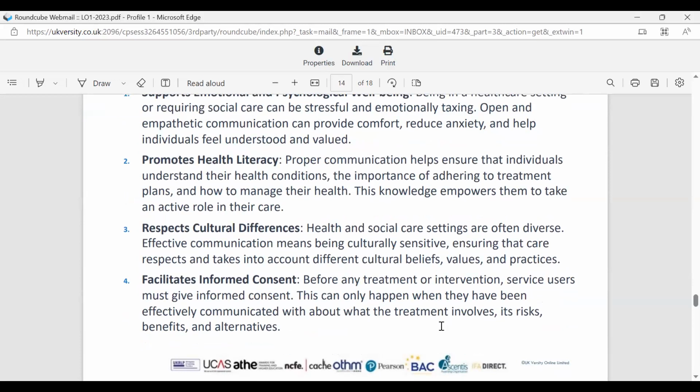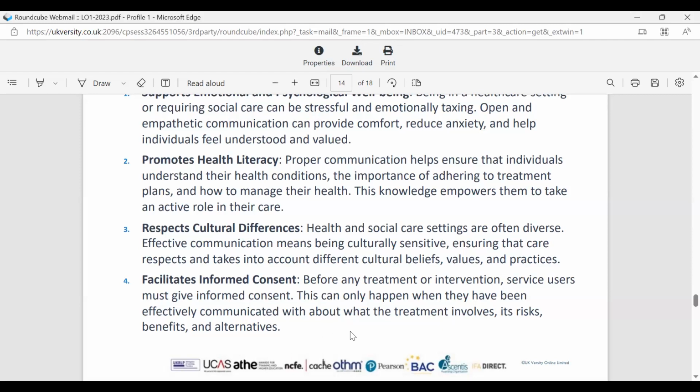It respects cultural differences, which we looked at a little bit earlier. So health and social care settings are often diverse. Effective communication means being culturally sensitive, ensuring that care respects and takes into account cultural beliefs, values and practices, and things like shaking a lady's hand within the Islamic community, or hugging someone, may not be something that you need to bear all this in mind when you're talking to individuals from different cultures.